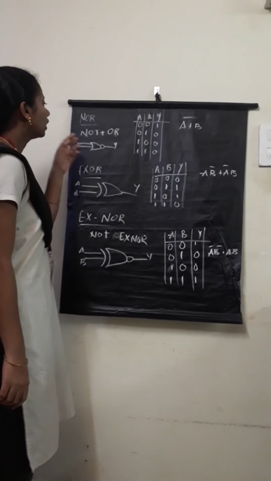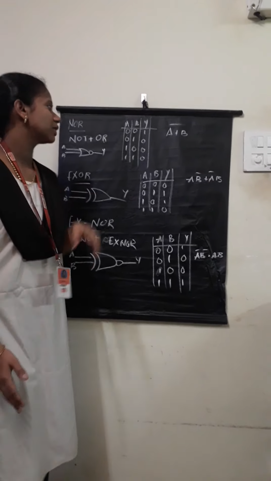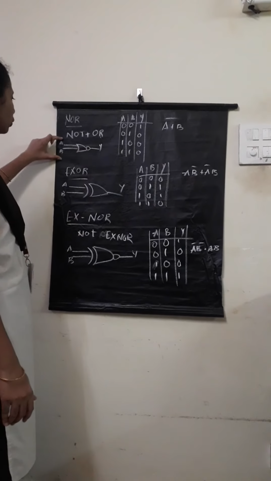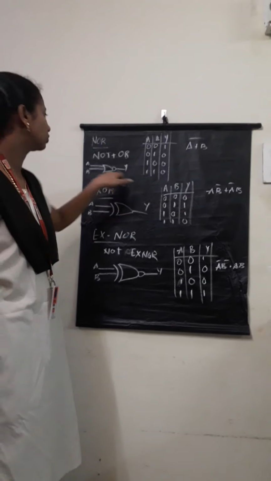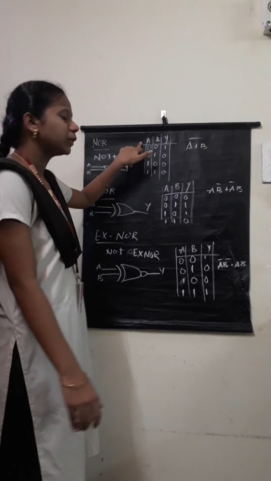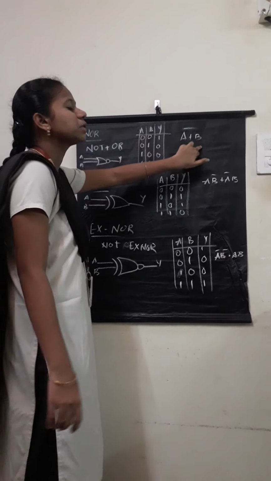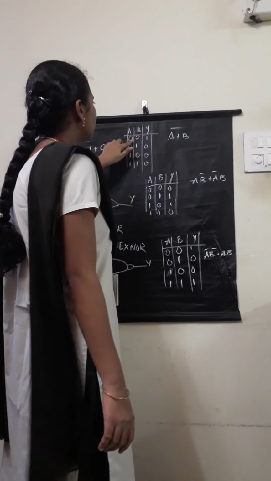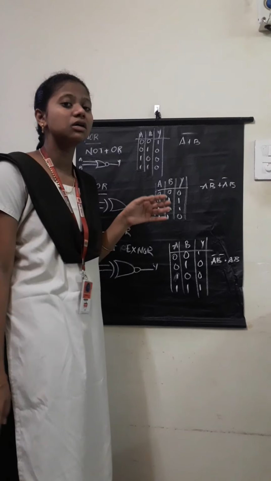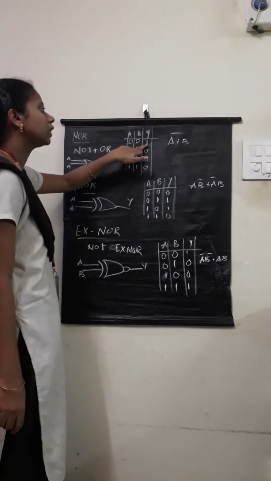Coming to NOR gate. NOR gate is nothing but NOT plus OR. It can have two inputs and one output. Coming to the truth table of the NOR gate, it's nothing but A plus B complement. Here 0 plus 0 equal to 0, but 0's complement is 1, so we have taken 1.